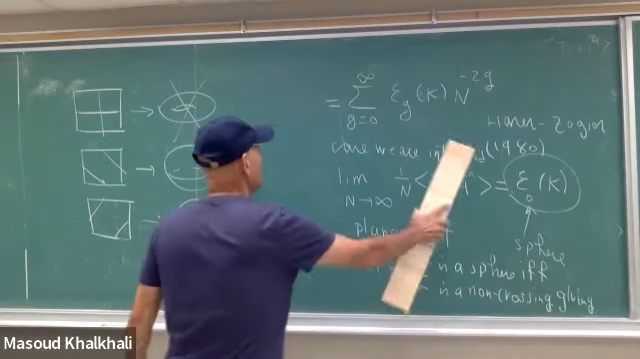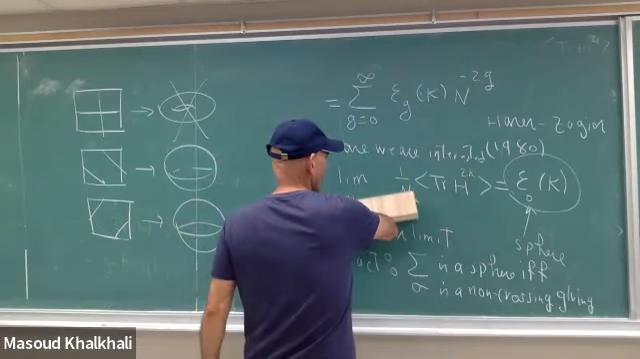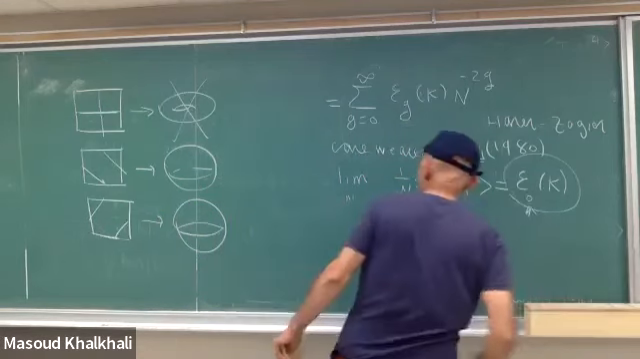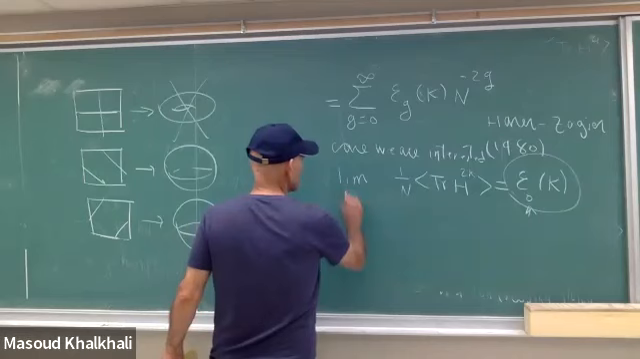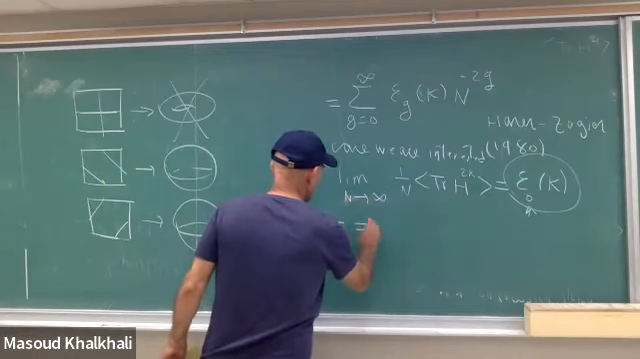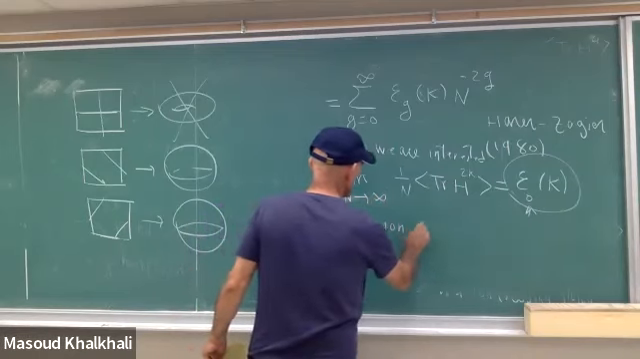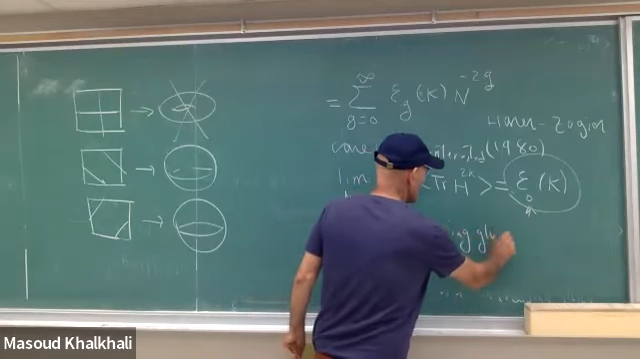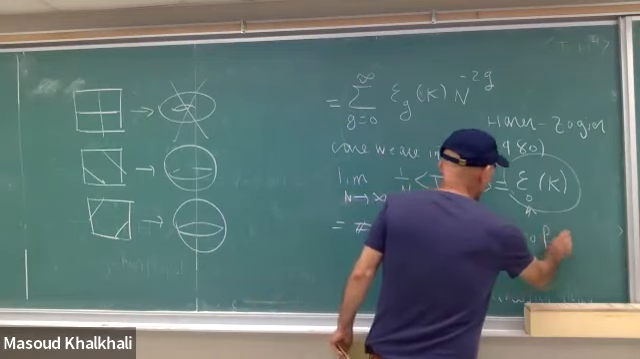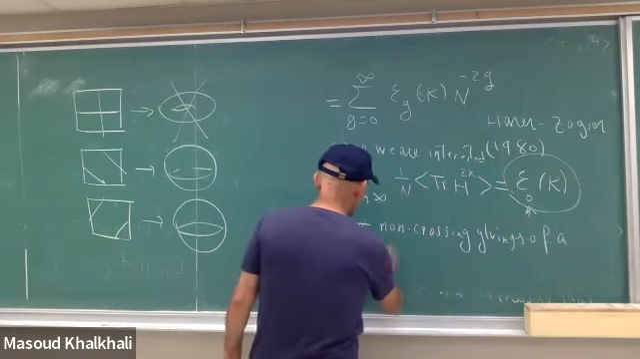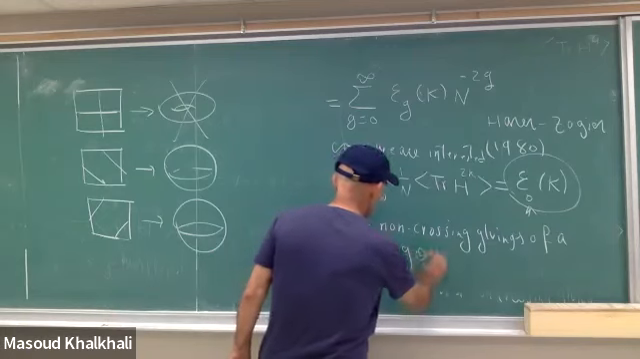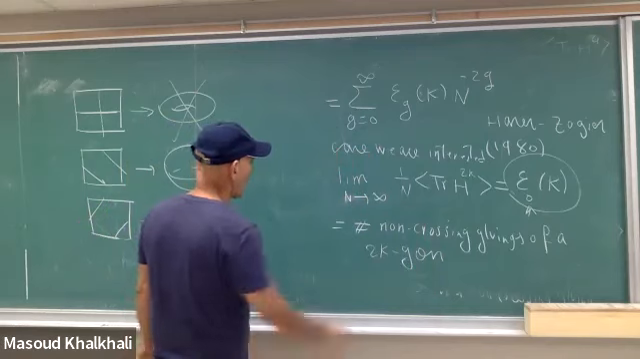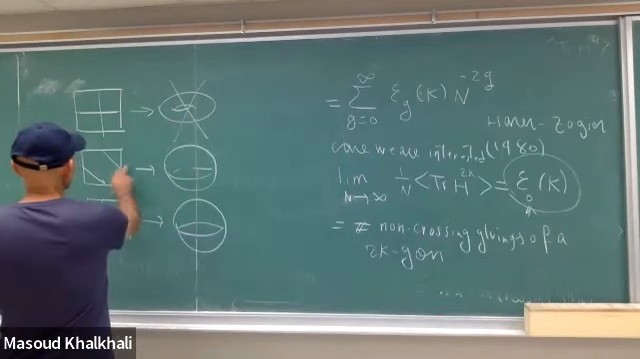So the limit then, according to what I said, is equal to the number of non-crossing gluings, or pairings, of a 2K-gon. So this is now a purely combinatorial problem, and you can write recursive relations for these things.